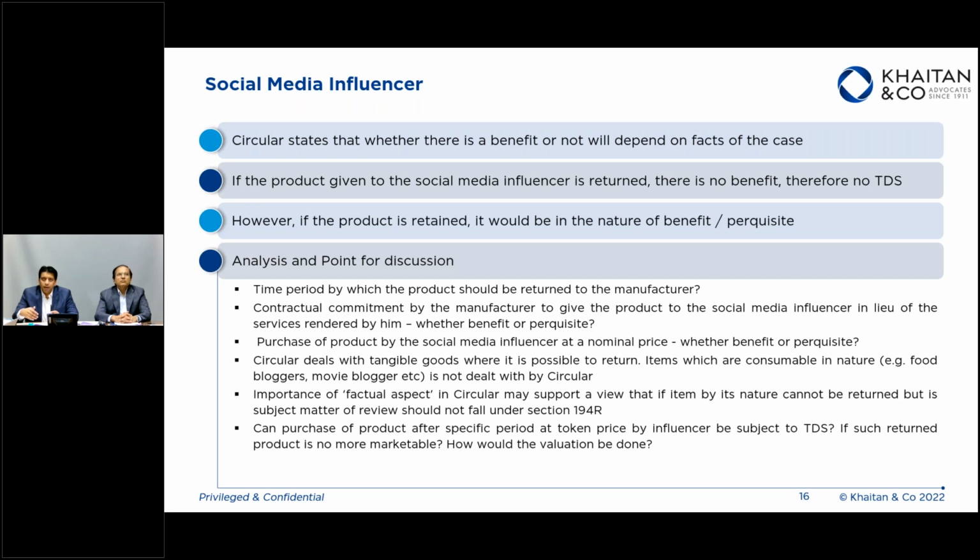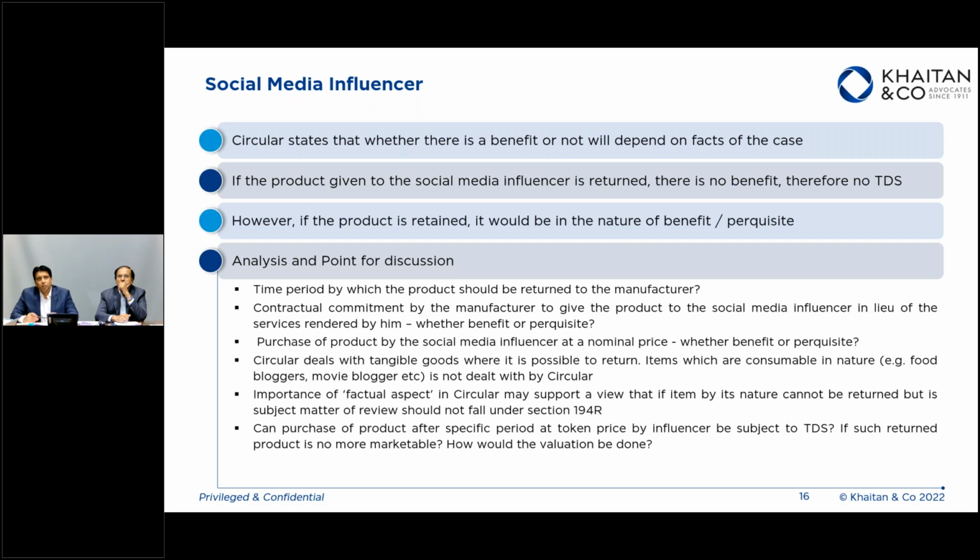puts up her comments or his comments on the websites, and retains the bag, that amount is taxable, and that amount gets taxable at the time you've given the bag itself. So you need to deduct the 30,000 on the 3 lakh and deposit it with the government. If the understanding is the bag comes back to the company, then no, there will be no tax, because ultimately it's not benefited.